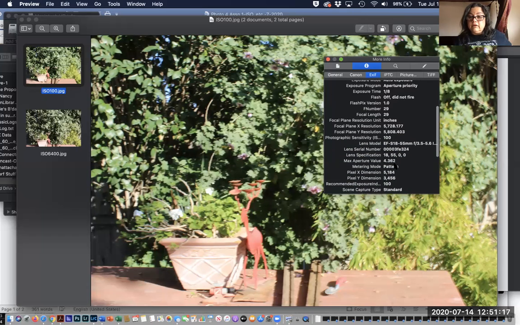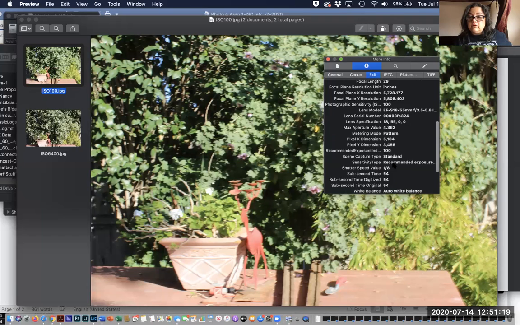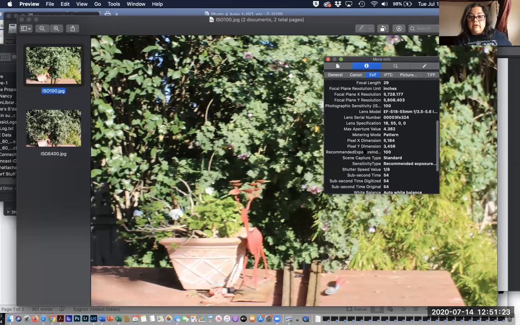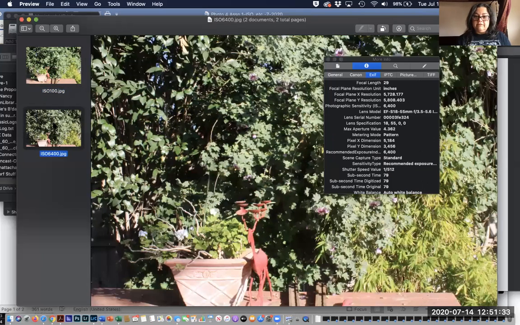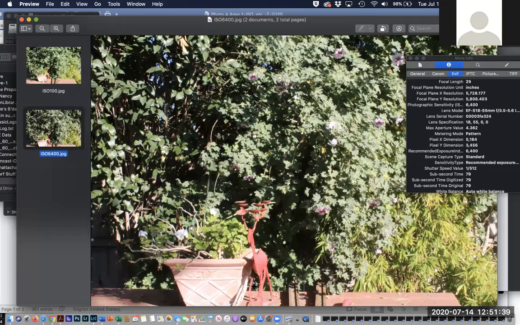Let's find the ISO. So here it says recommended exposure index at 100. And now let me switch to the highest one, which is 6400. Notice, can you see that I changed that, by the way? I don't know if you can. Let me change it.